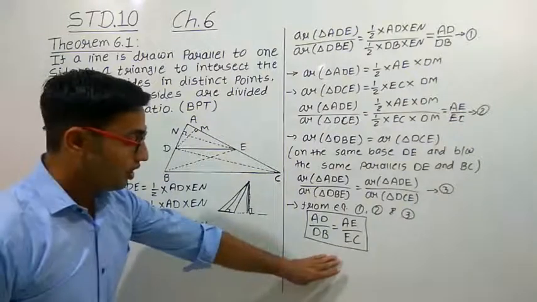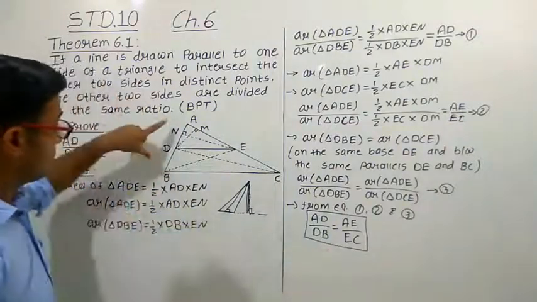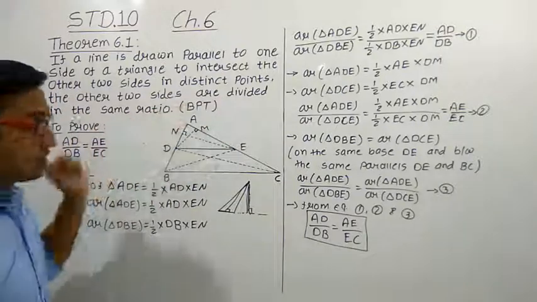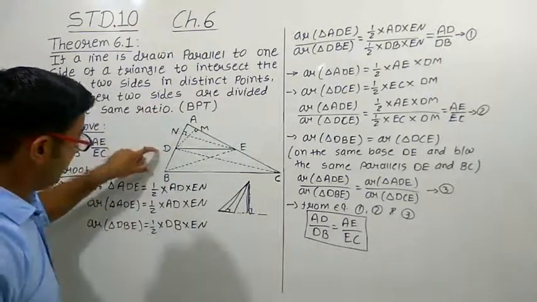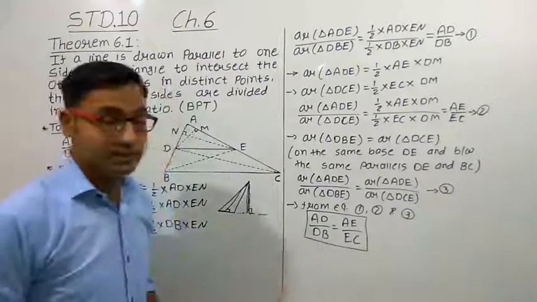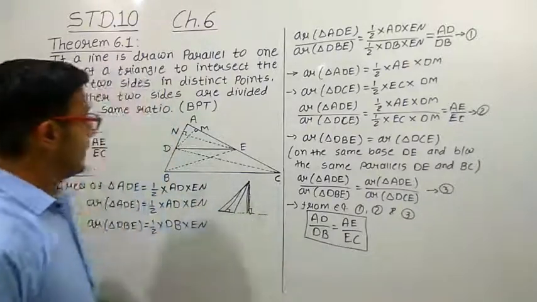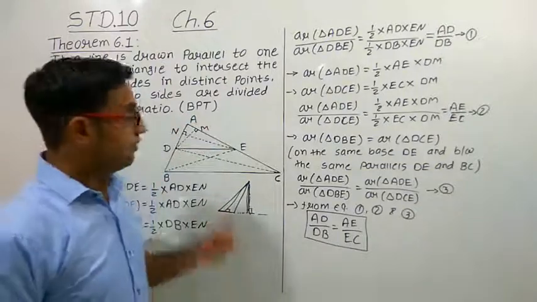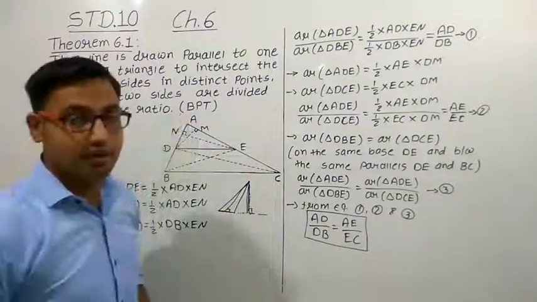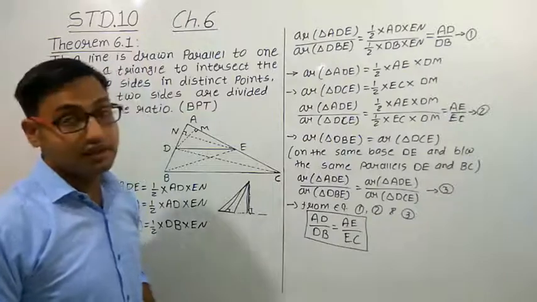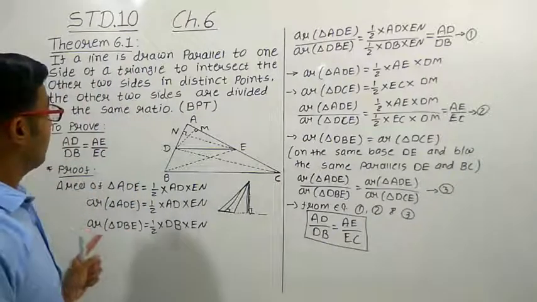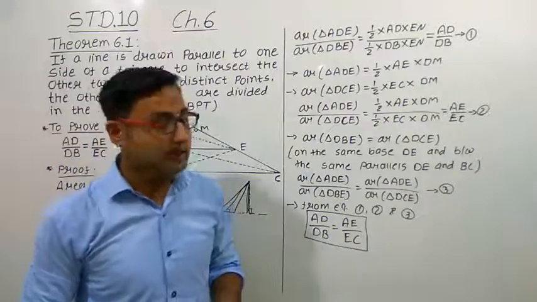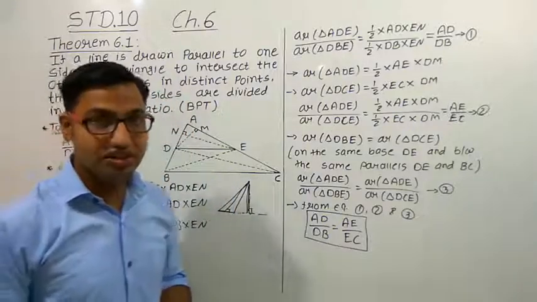So this says that if a line divides two sides of a triangle in the same ratio, AD upon DB is equal to AE upon EC. This theorem is also called the basic proportionality theorem. We can shortly say BPT theorem, basic proportionality theorem. Okay, so this is how we can prove this theorem. This is theorem 6.1. Okay, this is all about this lecture. Thank you.